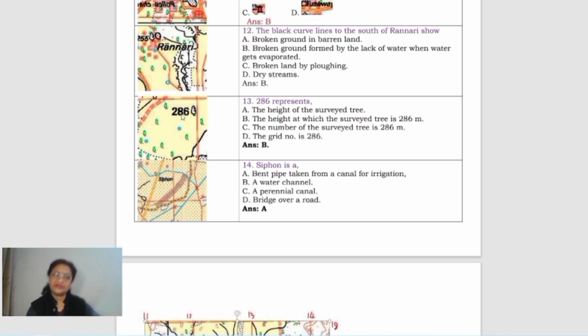Okay, whenever it is written in this way, children, maybe it is less than 286, but it never shows the height of the tree. Okay, keep this in mind. So whenever it is mentioned like this, it shows that the tree is standing at a point which has a height from the mean sea level of this much, 286 meters. It is the height of that point over which the tree is standing. So here the answer is B. B is the correct answer for this.